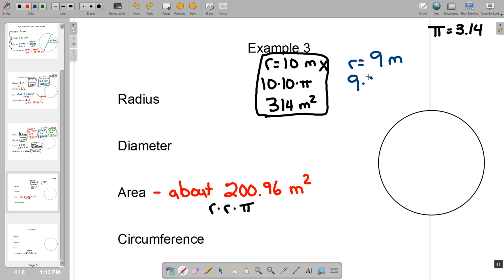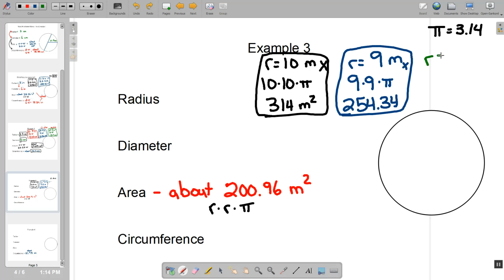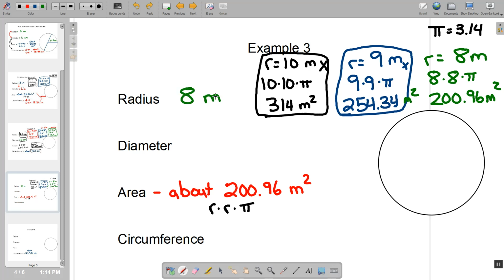So I'm going to do 9 times 9 times pi, once again using the decimal approximation. So I get 81 times pi, and I'm closer, but I'm not correct. Okay, so let's go one more lower. Let's go 8. If I do the radius of 8 meters, I do 8 times 8 times pi. And would you look at that? I get the correct answer, which means my radius must be 8 meters.